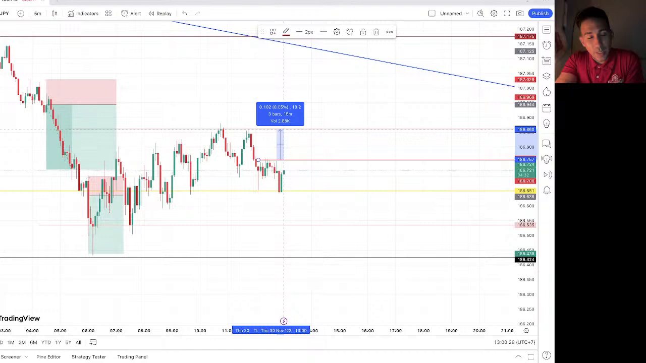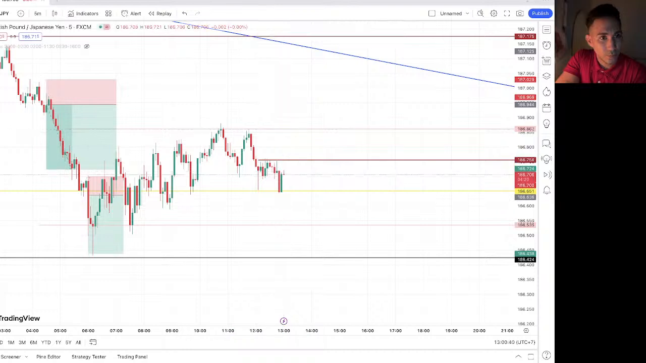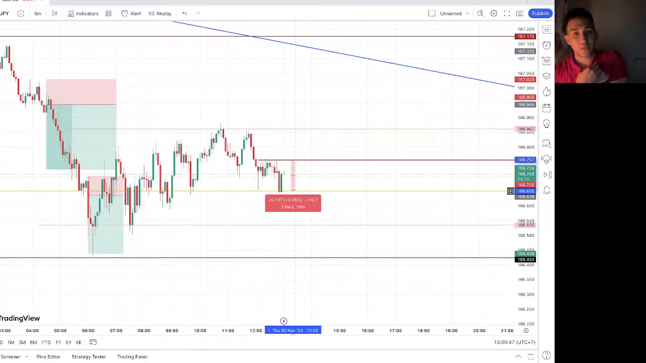But let's see how many pips up to the downside. We need to look for the structure. So it's 10 pips again, so it's a 1-to-1 risk to reward ratio.